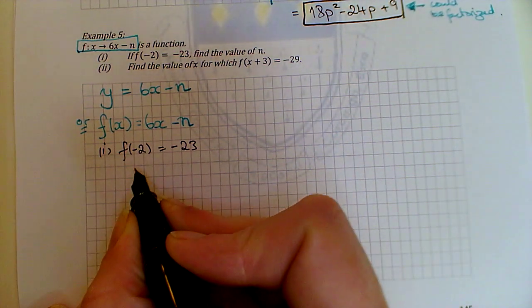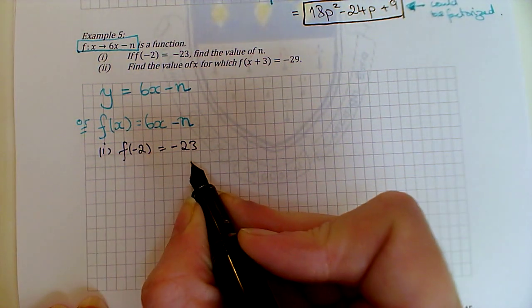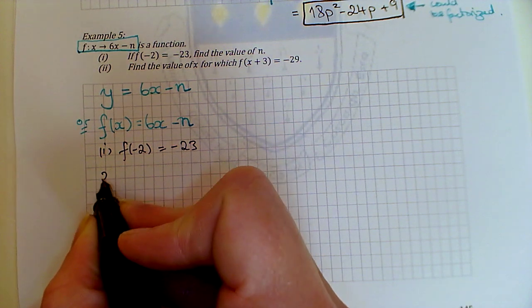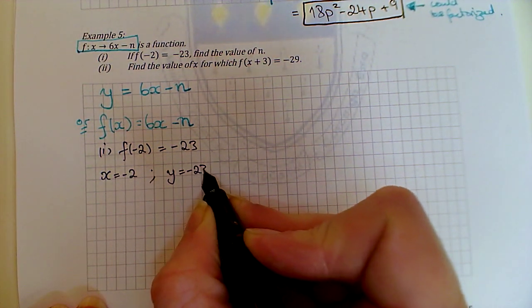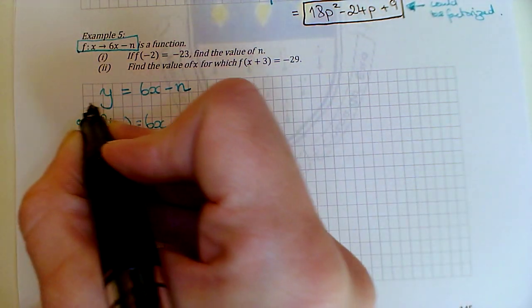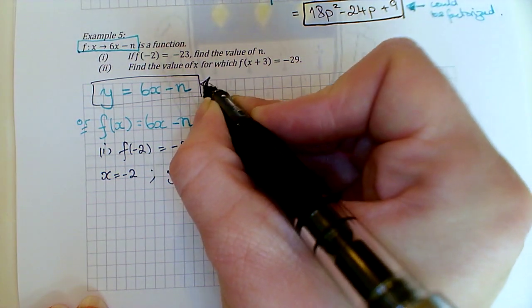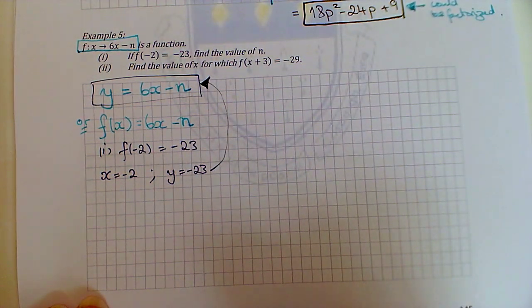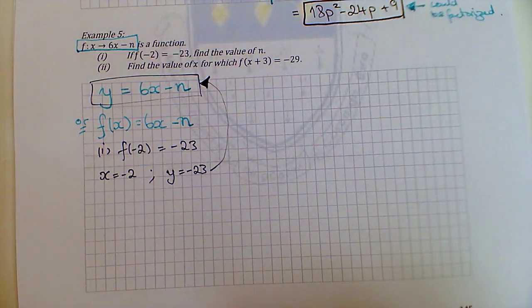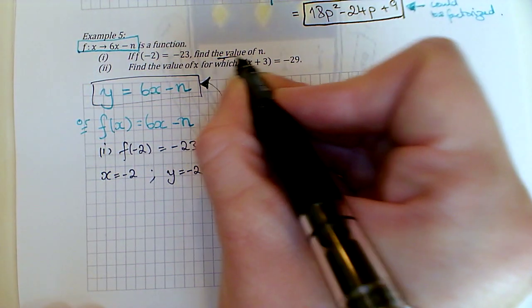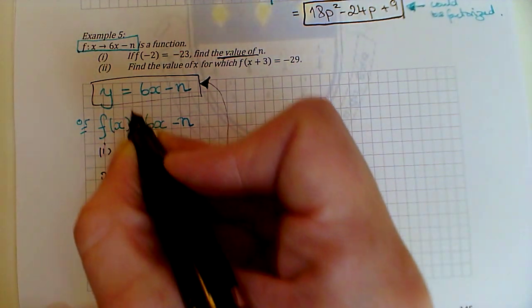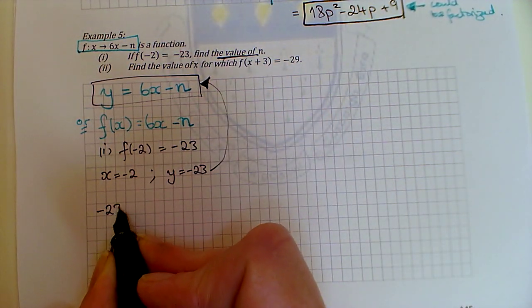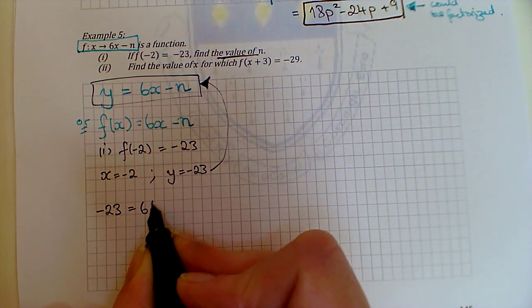So what they've told us there is they've told us both the input and the output. So we know that the input, the x value, is minus 2, and the output, the y value, is minus 23. So if I use both of those pieces of information and fill them into this way of writing the function, I can work out the value of n, which is what I'm asked for here. Find the value of n. So let's do that. I'll say that, well, y is equal to minus 23 and x is equal to minus 2.